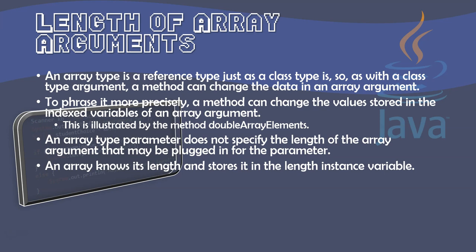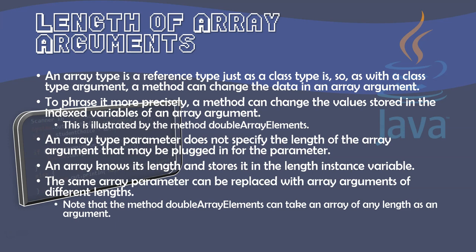The array, of course, already knows its length, and it stores that in the length instance variable. The same array parameter, therefore, can be replaced with array arguments of different lengths. And you'll take note, when we looked at the method doubleArrayElements, it could take in an array of any length as its argument. The most important thing, though, was that it was of the corresponding type. If I had tried plugging in, let's say, a string array, it wouldn't have worked. But if I plug in a double array, whether it's size 1, size 2, size 20, size 100, it's going to be a valid entry.